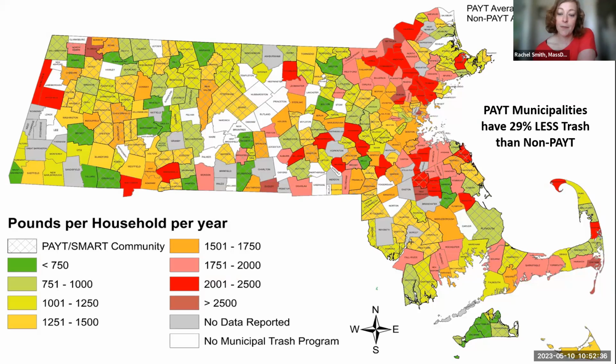Pay as you throw municipalities averaged about 1,247 pounds of trash per household per year, and that's 29% less than non-pay-as-you-throw municipalities. So this has stayed consistent over the years, and it's a big difference when you add it all up.